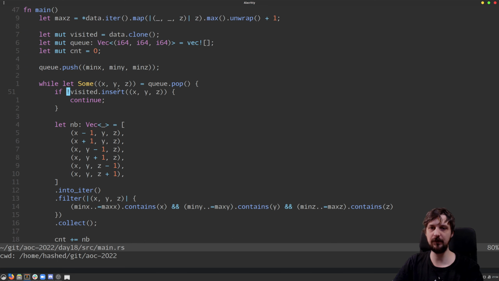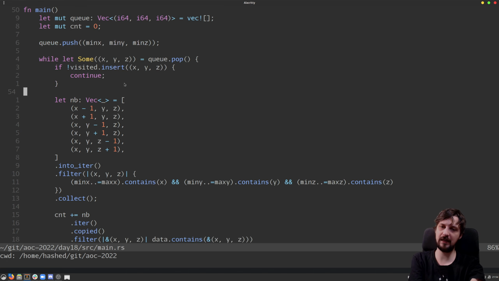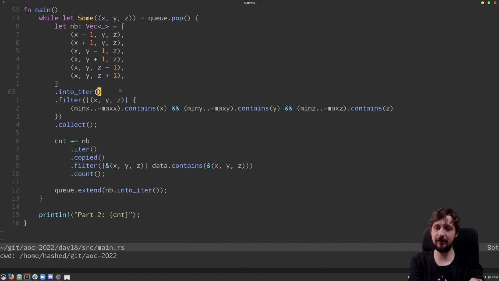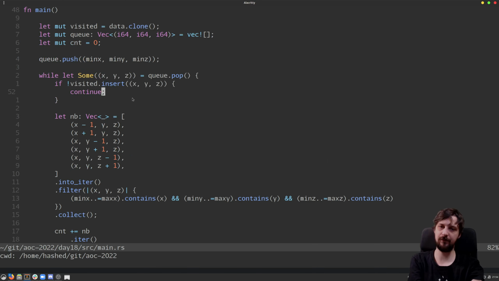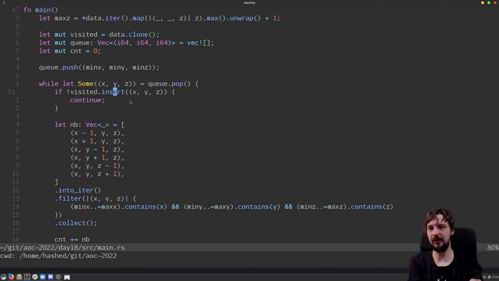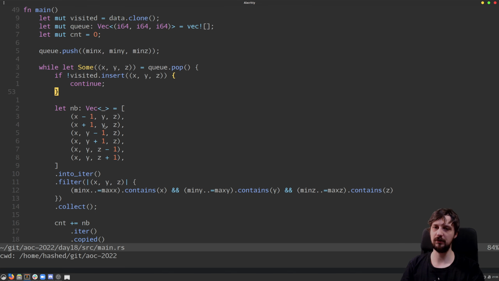I do exactly the same thing. First of all, I go through my queue and I check if I visited it already. So I can add something to the queue twice, but I would just consider it once. I could also just check before I add them to the queue, but I found this easier, also because inserting just gives you back the information if there was something there. So I can just try to insert it into visited, and if it returns me true, then I just continue to skip the loop iteration.